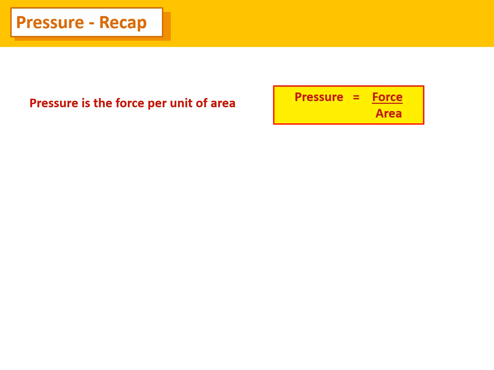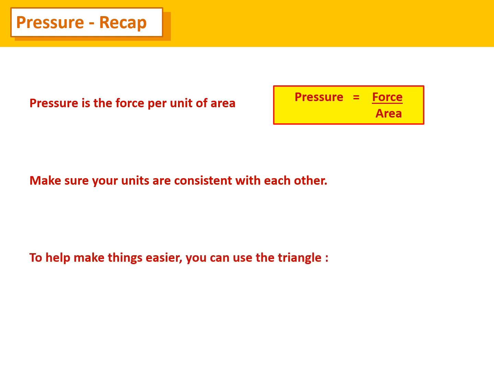Let's put all this together then in a recap. Pressure is the force per unit of area, and it's measured by force divided by area. When calculating pressure, make sure your units are consistent with each other. And to help make things a little easier, you can use the force, pressure, area triangle.